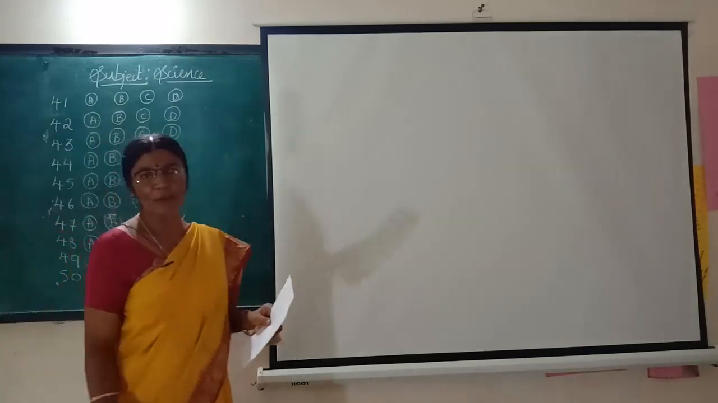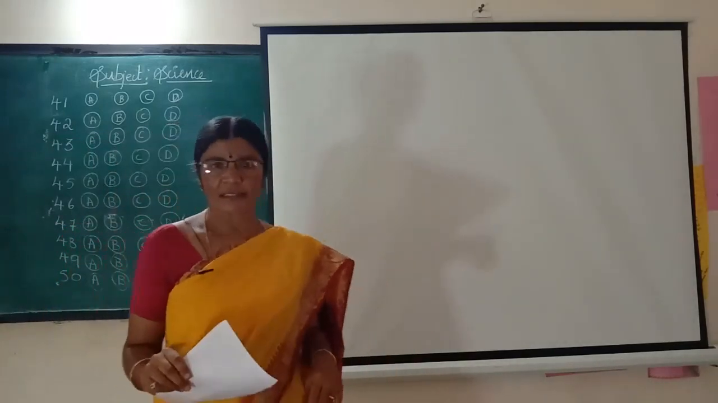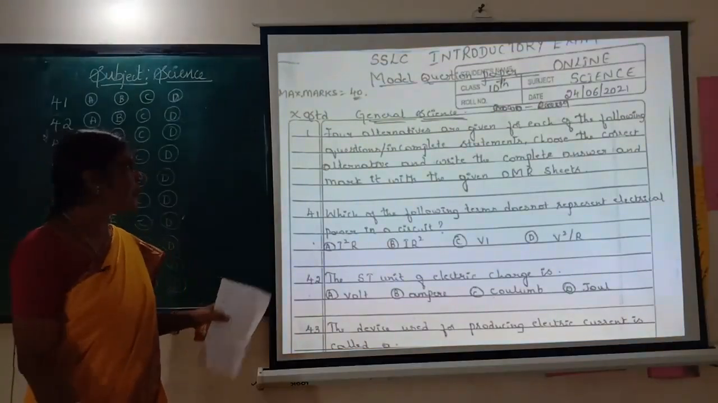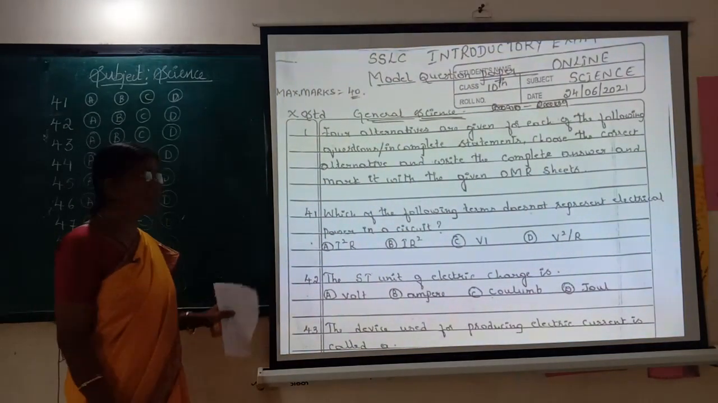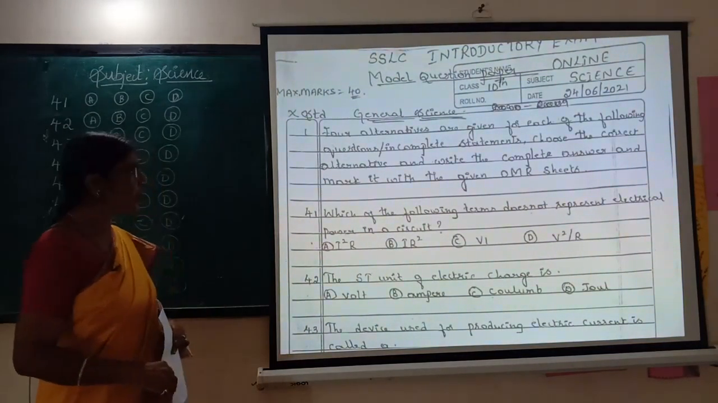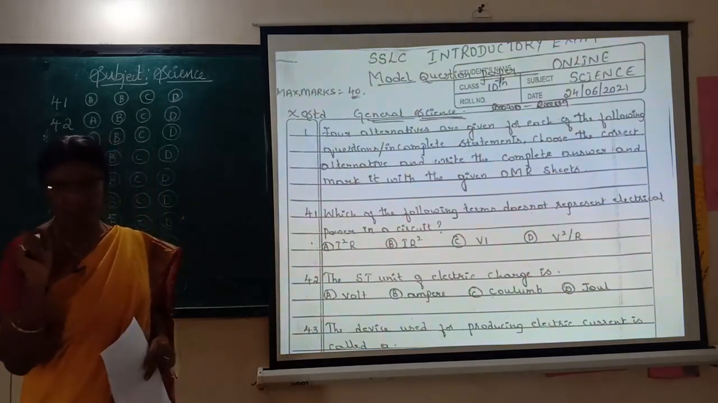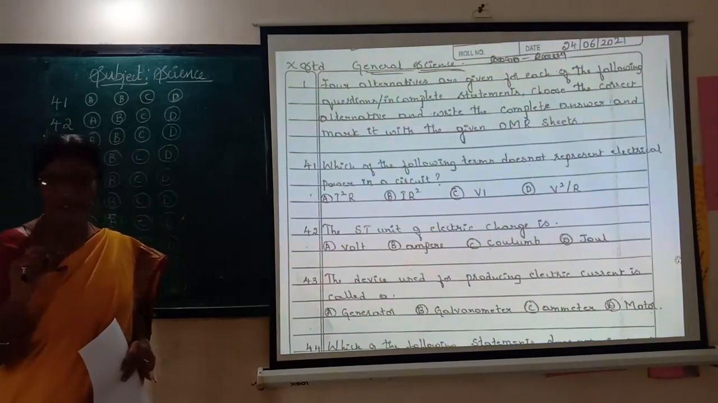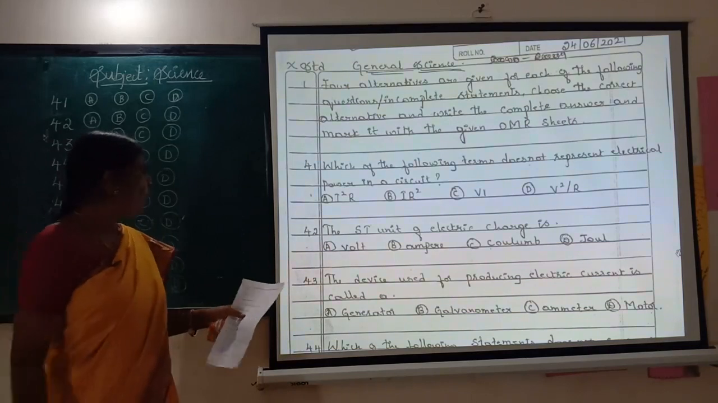Children, starting from 41, it is the physics part of the questions. For every question there will be 4 options. You have to choose the right option and you should shade that correctly, children. See that you maintain neatness while filling or shading the answers.